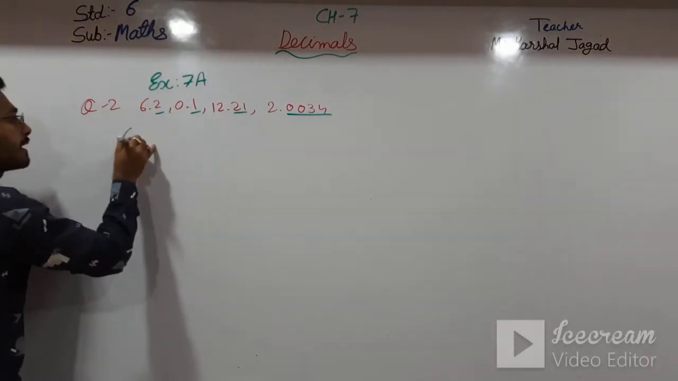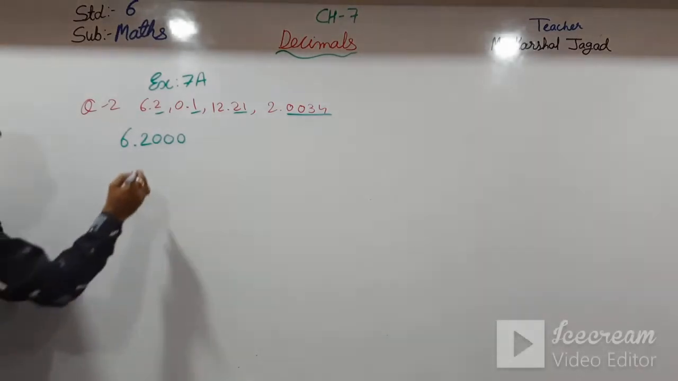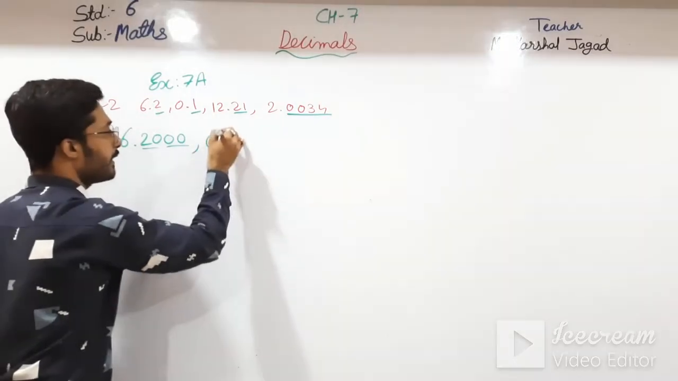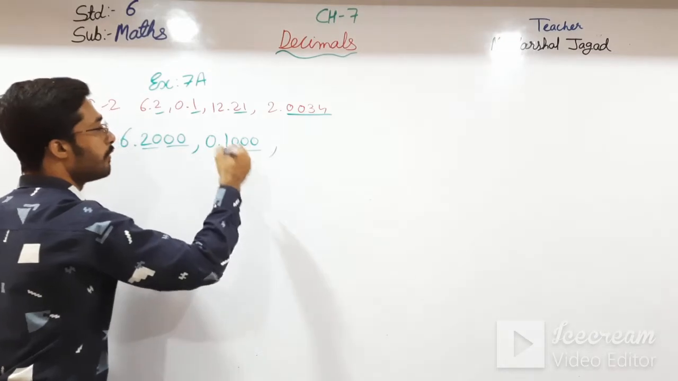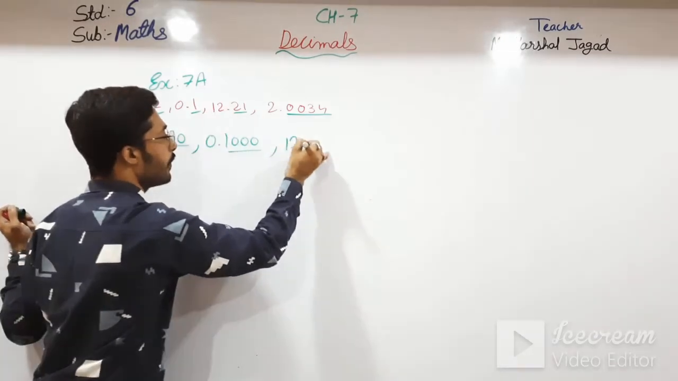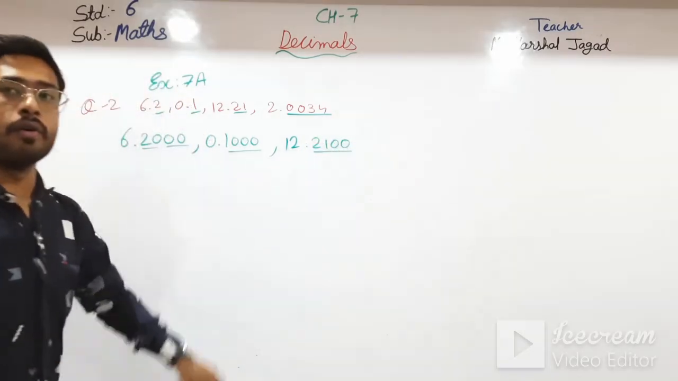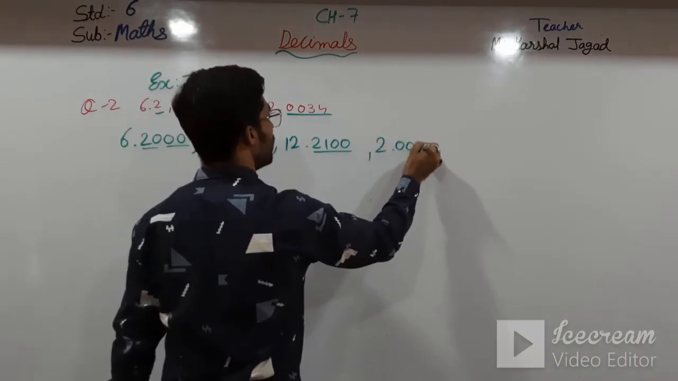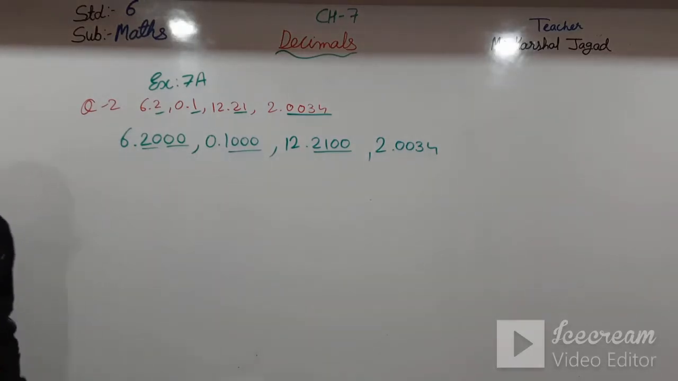So I can write this as 6.2000, since here it will be 4. I can write 0.1 as 0.1000, so here also 4, and this as 12.2100, so here also 4, and the next is as it is. So these are all like decimals.